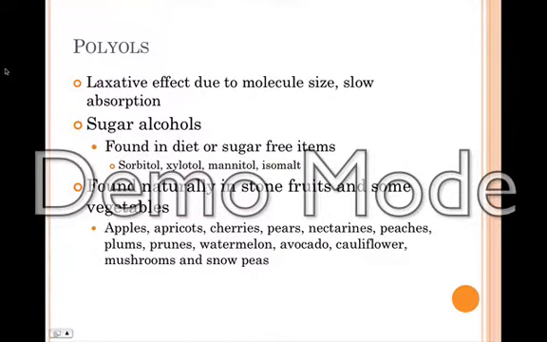And lastly, polyols. These are molecules that are too large for simple diffusion in the GI tract, which results in slow absorption and a laxative effect. Sugar alcohols are considered polyols. They are commonly found in sugar-free and diet items and typically end in the suffix -ol. So sorbitol, xylitol, mannitol, and isomalt. Polyols are also found naturally in stone fruits and some vegetables.